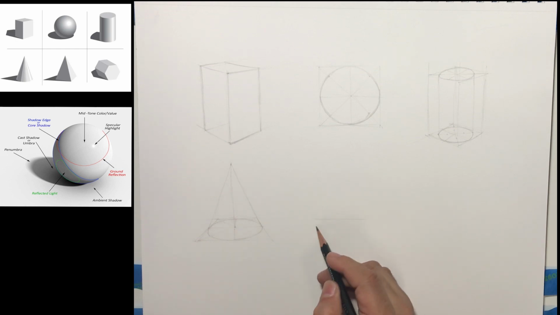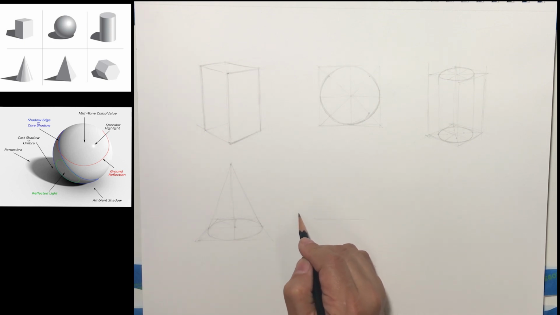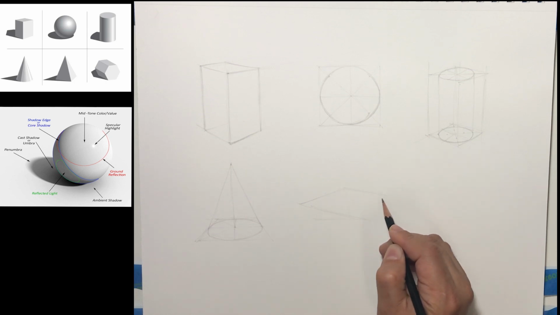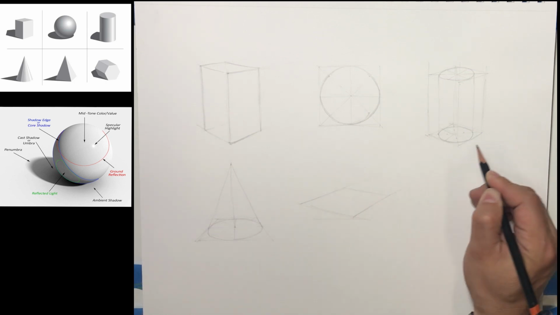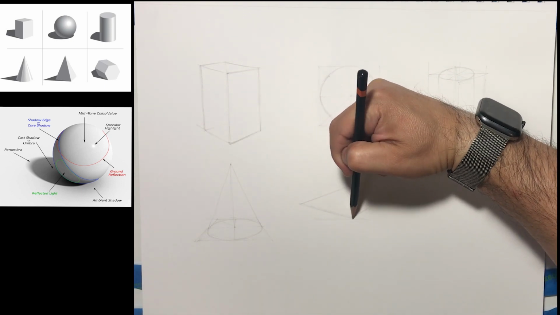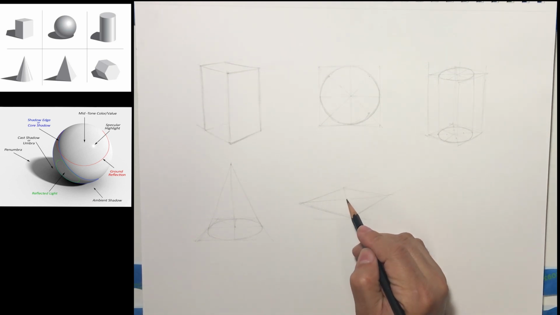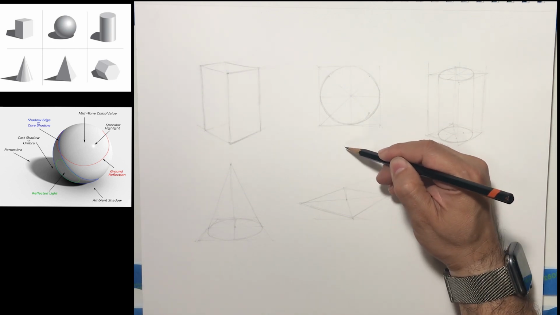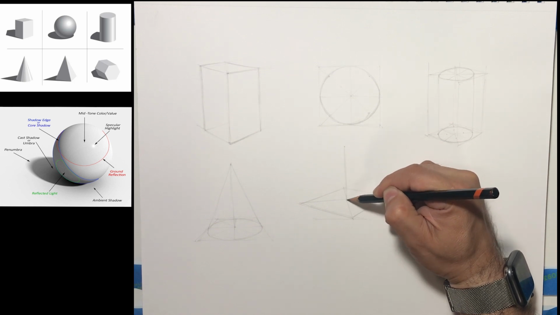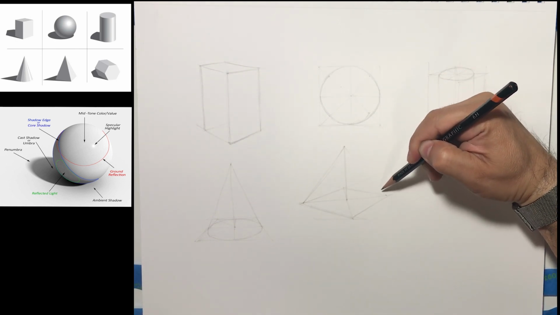For the pyramid, a little bit easier. Same idea. We'll go with 2-point. So again, this line converges back there somewhere. These lines converge somewhere off in the distance there. And then find the center of this by bisecting. Find the center, project that center up. And then connect. So I know where I'm starting, I know where I'm ending. Makes it easier to draw a line.